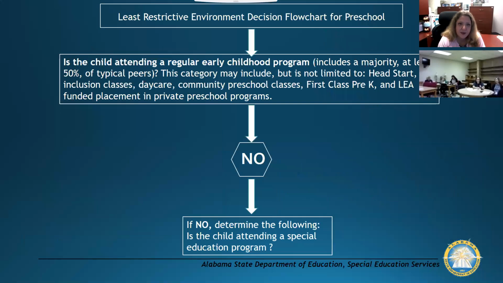Just like you do for K through 12 children. All righty. Case number 6. We are talking about Noah. And Noah is a 4-year-old male. He has severe behavioral issues.